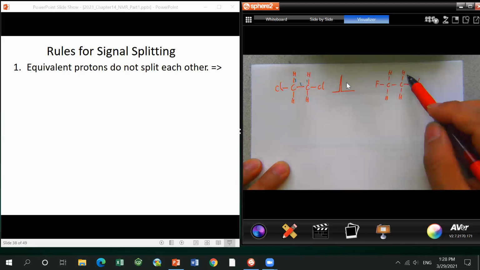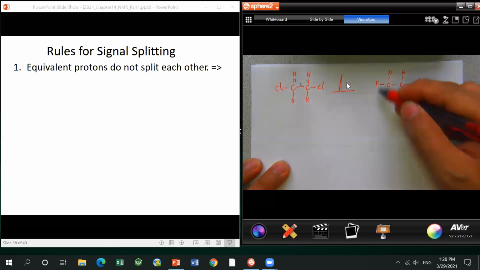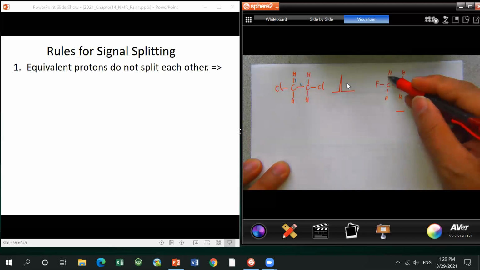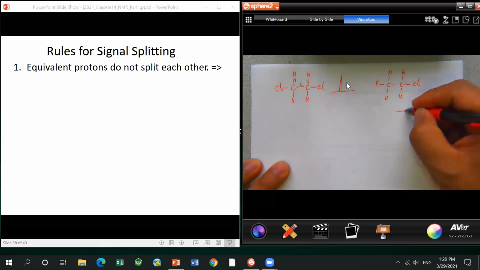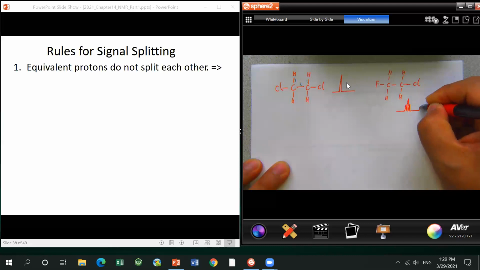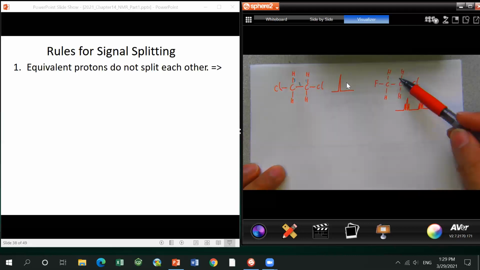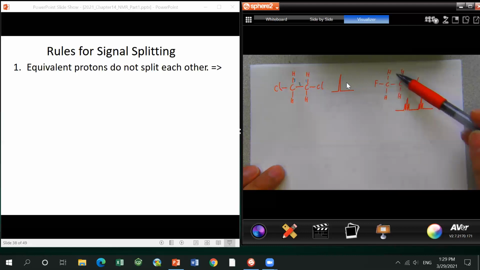Non-equivalent protons will couple. In this case, for this molecule, we see this kind of signal, because each proton has two neighboring hydrogens, so you get a triplet. n plus 1, so 2 plus 1. The NMR spectrum you should see for this one is different, because not only do they have different chemical shifts, they also split each other.